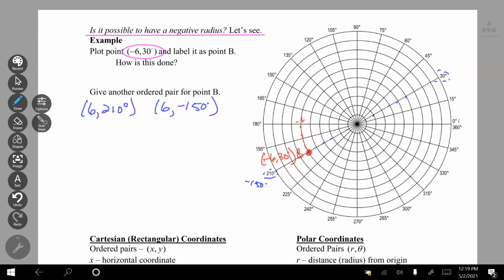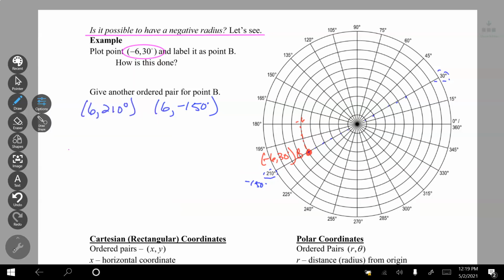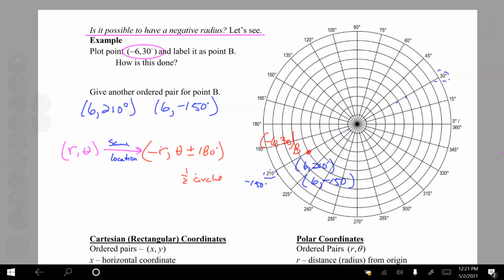So if you notice here what's going on, r comma theta, if I want the same location, becomes negative r. Okay, sorry about that. So r theta for the same location would be negative r, the opposite of r, but instead of plus or minus 360, which is a full circle, I have to do plus or minus 180, which is half a circle.